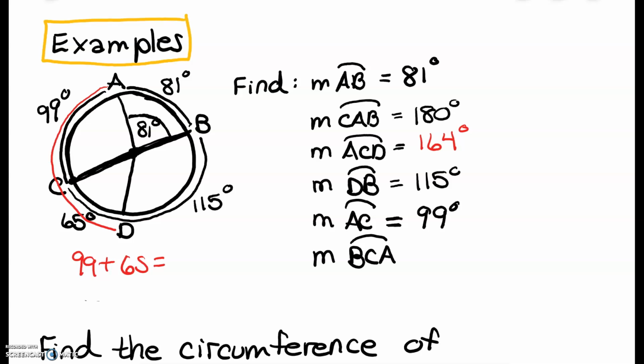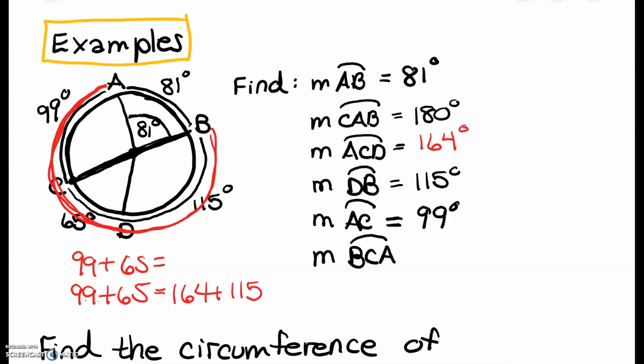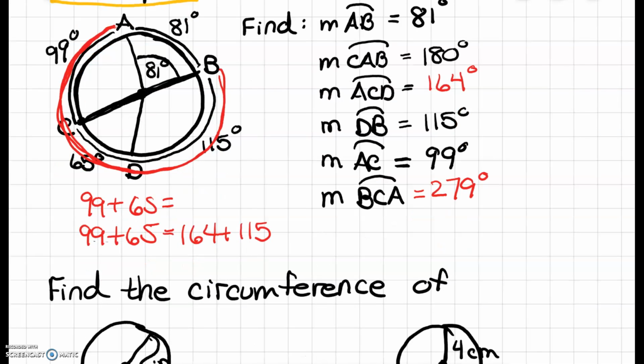So now I'm going from B, backwards through C all the way to A. So this whole big arc here. I know I have 99 plus 65, which we already figured out. That is 164. And now I have to add DB to it, which is 115. And when I do that, I get 279 degrees. And don't forget your degree symbol. That's really important in these problems.